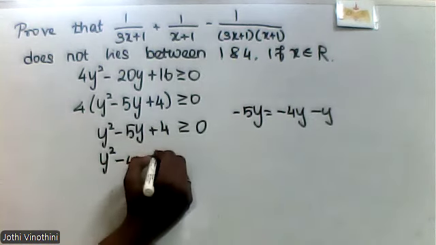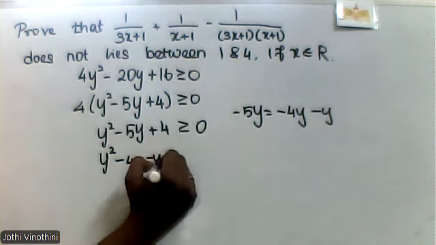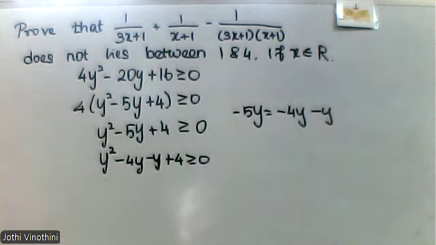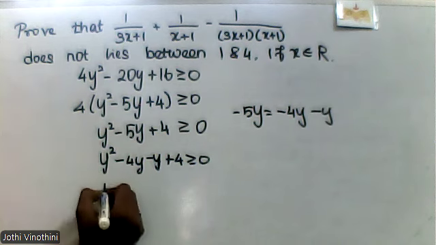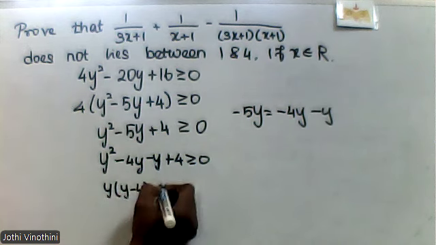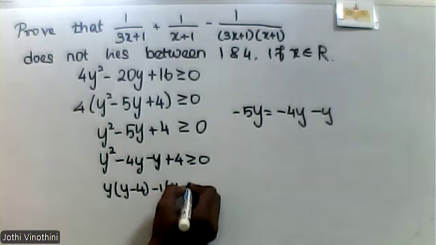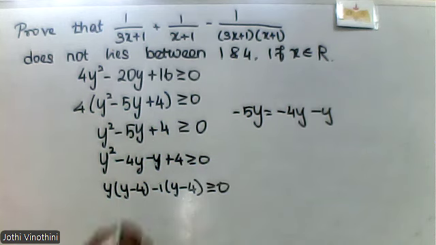So minus 4y minus y plus 4 greater than or equal to 0. See, in both the terms we have y common, right? So I am taking y out. So what we have? y minus 4. This time I am going to take minus 1 common. Right? What we will get? y minus 4 must be greater than or equal to 0.